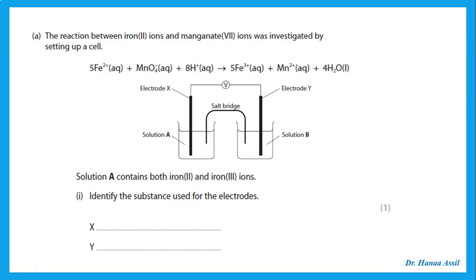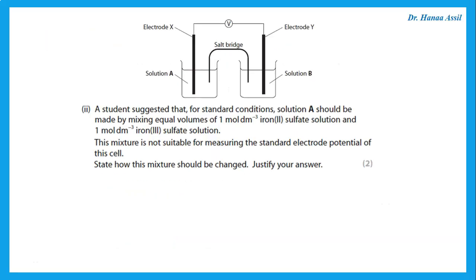He's saying that solution A is iron 2 and iron 3, and we said if we have a mixture of ions, no solids, then the electrode should be platinum. Now, what do we have in solution B? Electrode Y is in solution B. Solution B also has manganate and manganese ions, which means only ions in solution, no solids, so the electrode has to be a platinum electrode.